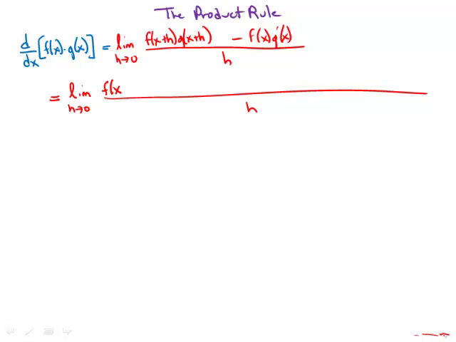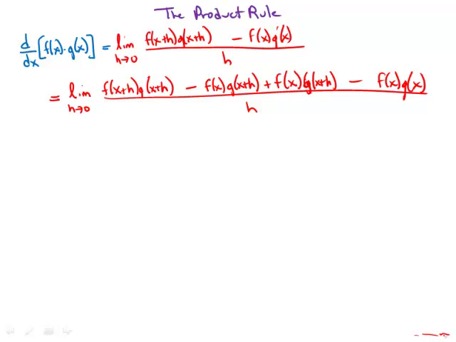And so I'm going to be very strategic here. What I'm going to do is first subtract f of x and g of x plus h. And then I'm going to add that exact thing, f of x, g of x plus h. And then of course here I have the f of x minus f of x, g of x. So why am I going to add and subtract that?